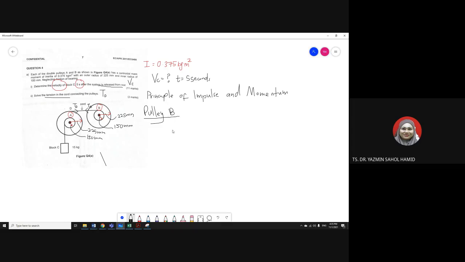So for pulley B, as you remember, you have to draw three diagrams, right? So there will be three circles: one, two, and three. Now, the first circle is what? System momentum 1. Do you remember that? The first circle is system momentum 1. And what is the second circle?